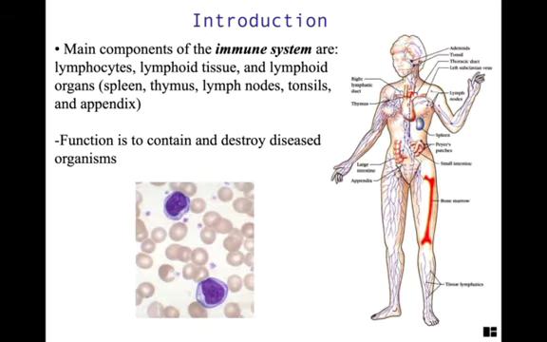The second part of this packet, in addition to the lymphatic system, is the immune system. The immune system consists of cells. We call those lymphocytes.